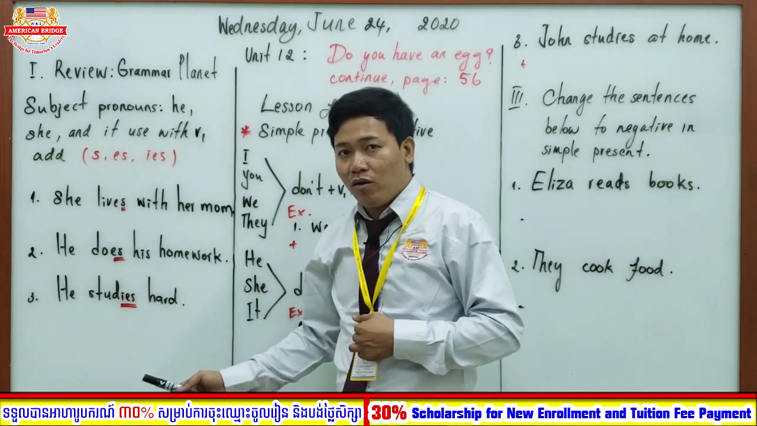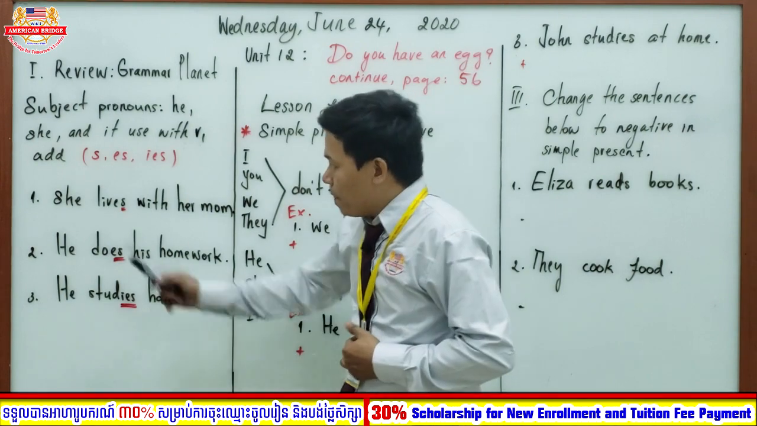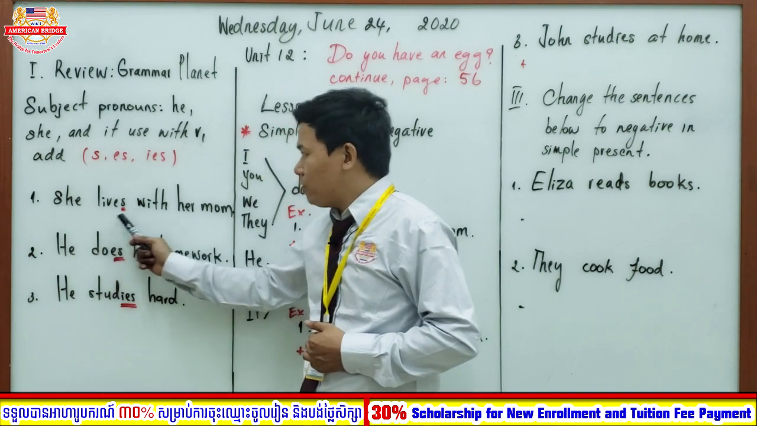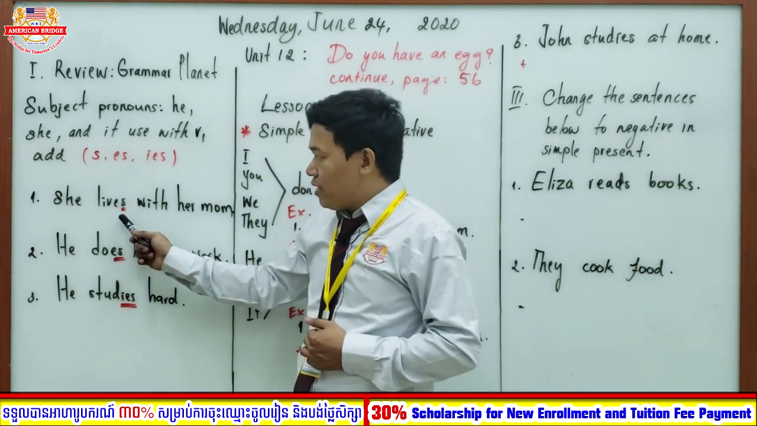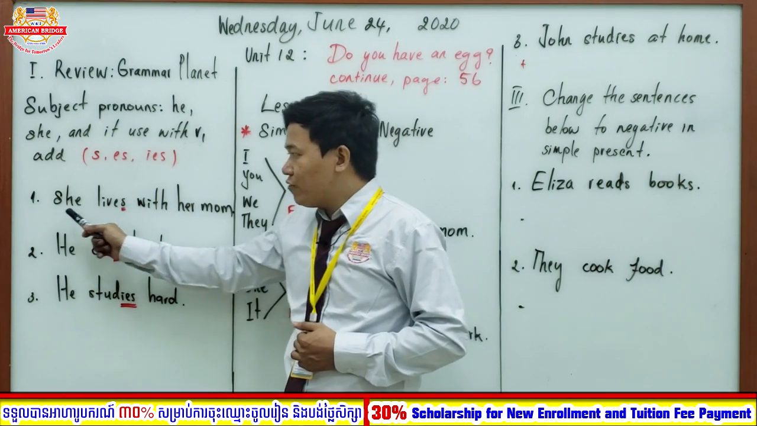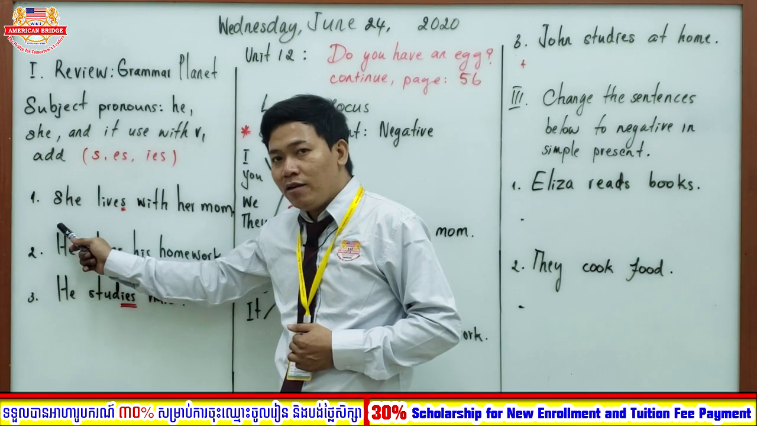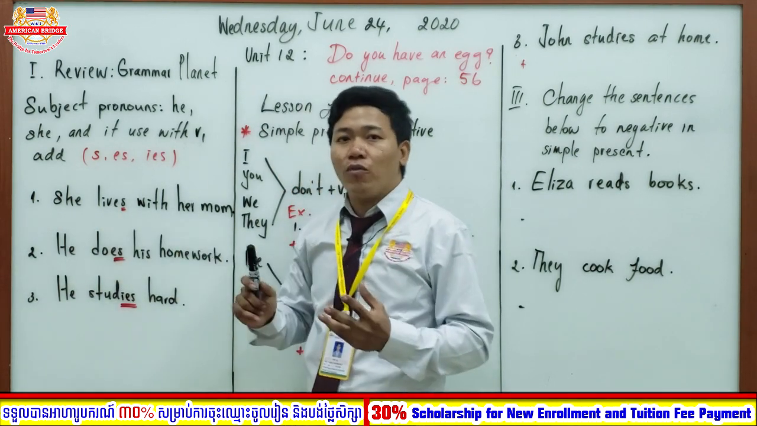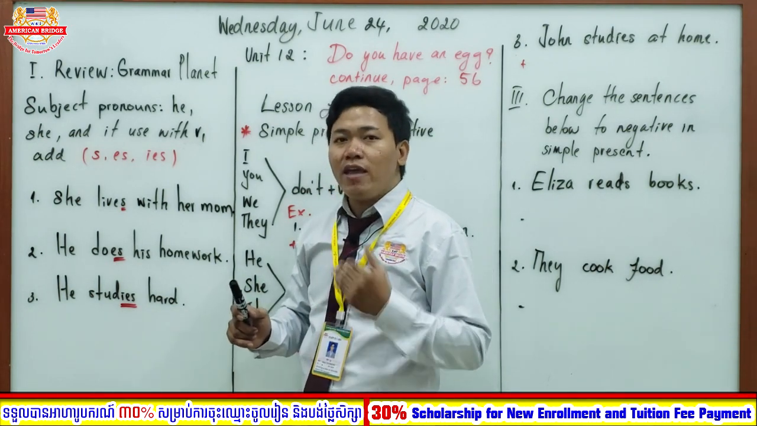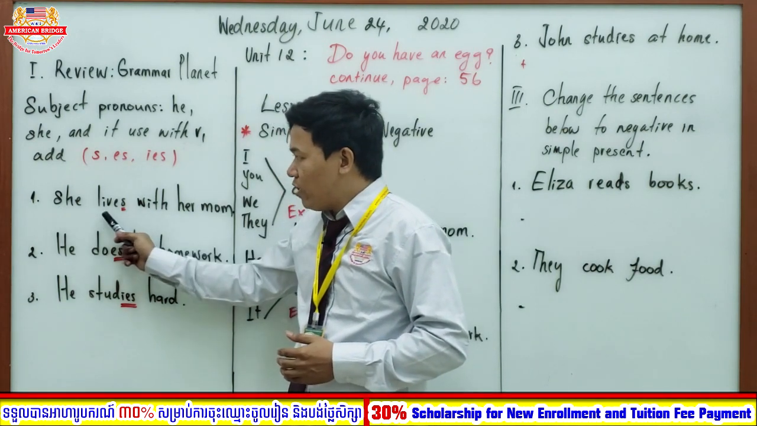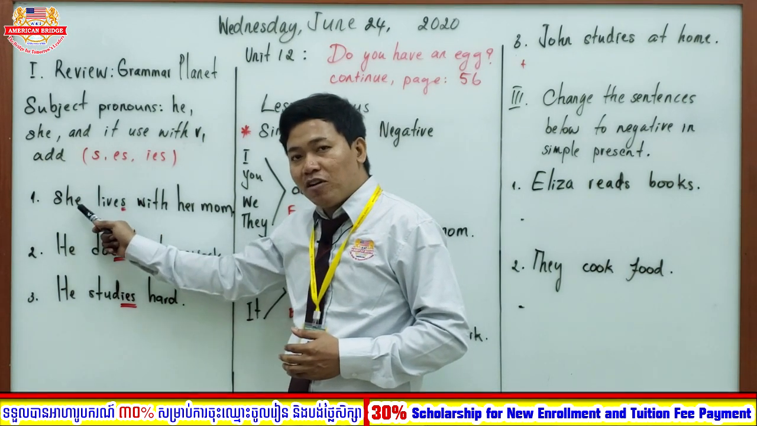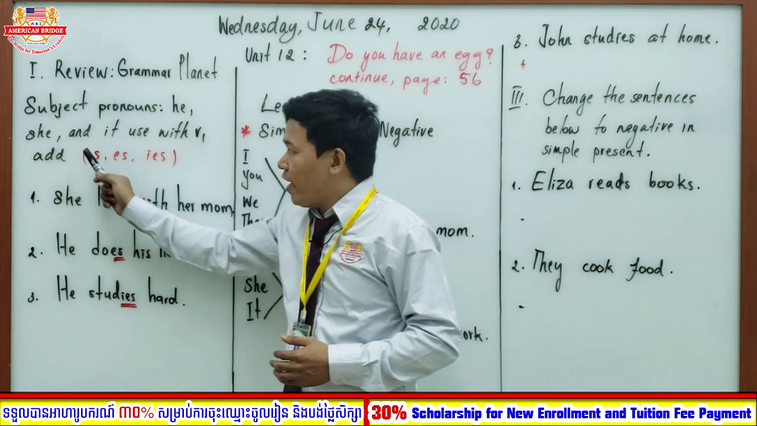You will see the example from what I have just told you. She lives with her mom. So you can see the word lives. Lives here has an s, right? Why? Because we use it with the subject pronoun she plus verb 1. For most verbs, we add s. So read again: she lives with her mom. Verb 1 used with subject pronoun she needs to add s.